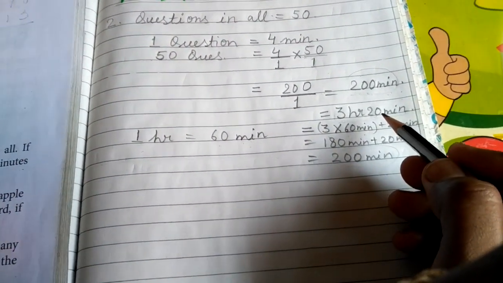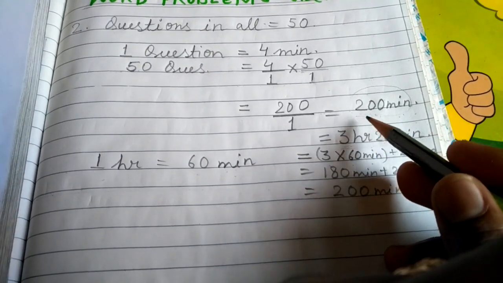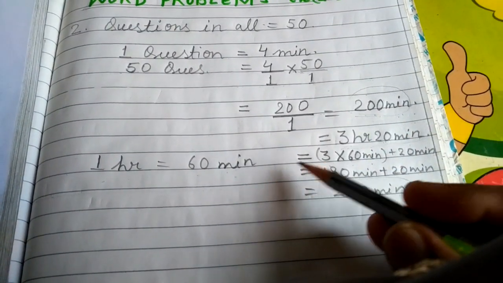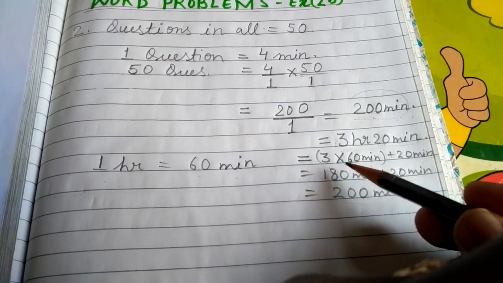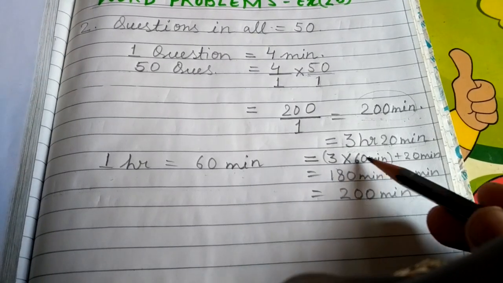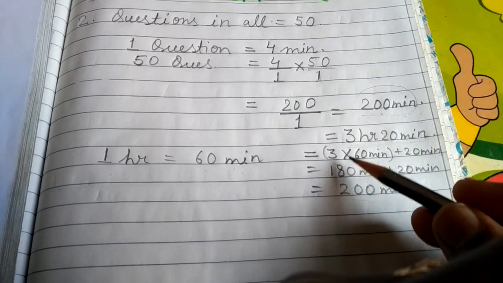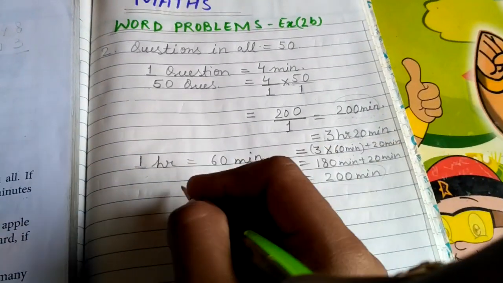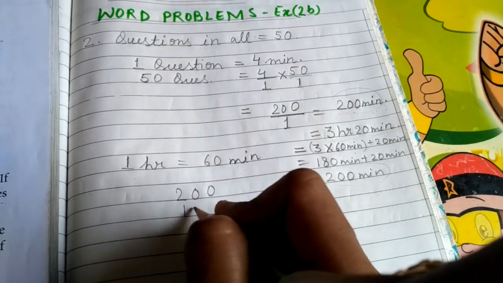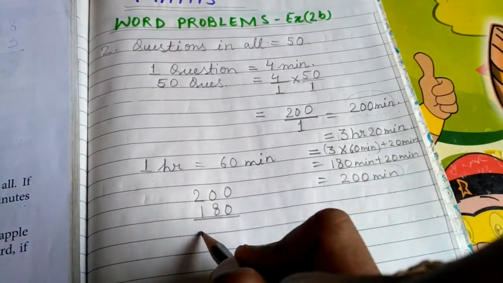How do we get 3 hours? We have to find the nearest multiple around 200 minutes. So 1 hour is equal to 60 minutes. So when 60 is multiplied with 3, we get 180 minutes. So out of 200, 180 minutes means 3 hours. And if we subtract 180 from 200, total time is 200 minutes and 180 minutes means 3 hours.